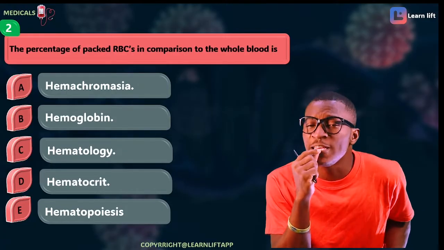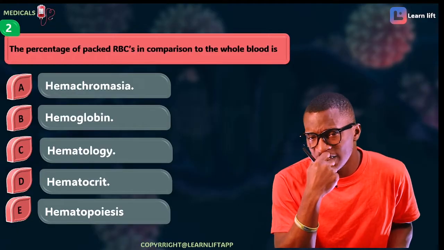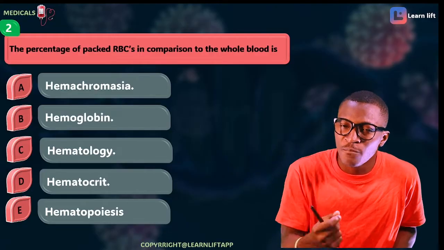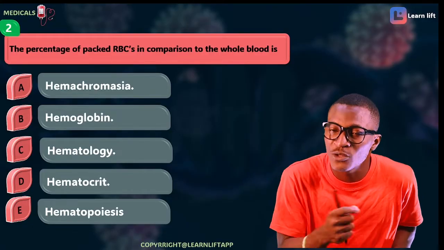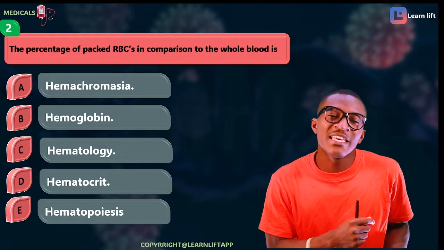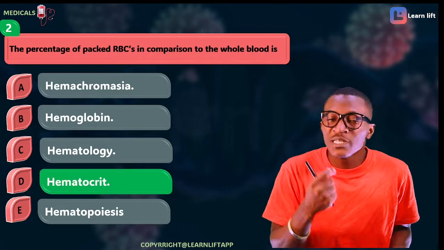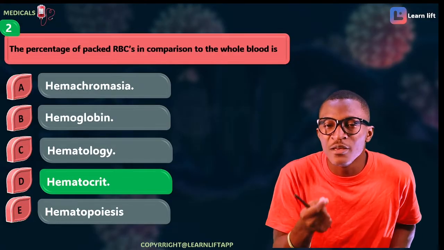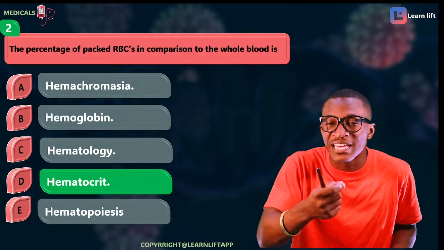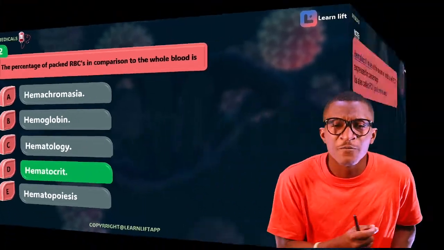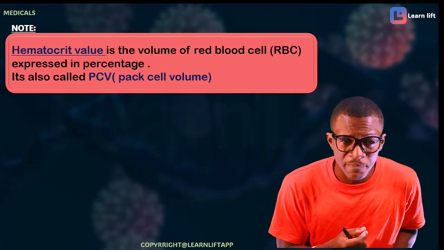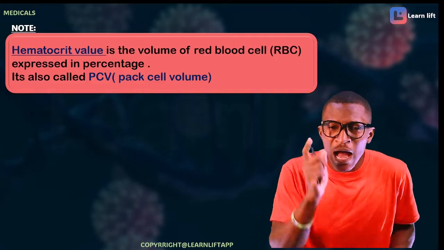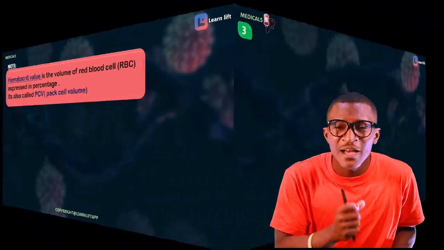If you have chosen E, hematopoiesis, you would have also been wrong, because hematopoiesis is the formation of blood. The formation of blood is called what? Hematopoiesis. Of course, making hematocrit the answer. What is hematocrit? Hematocrit is also called the packed cell volume. It is the volume of RBC expressed in percentage. We'll talk about that. The volume of RBC expressed in percentage is called the hematocrit value, and it's also called the packed cell volume. I hope you have not missed any question. Be sincere to yourself. Let's take the next question.